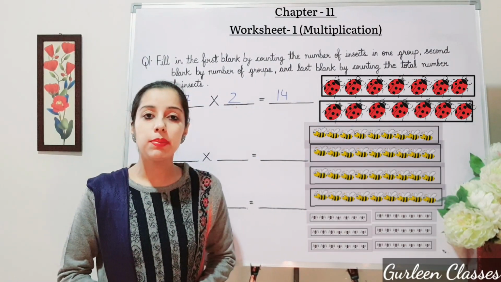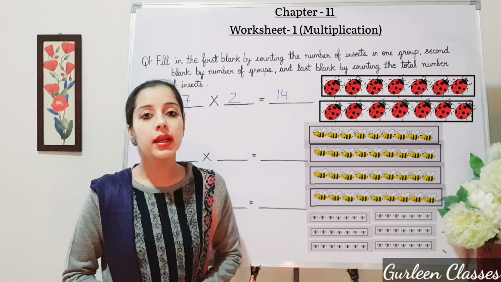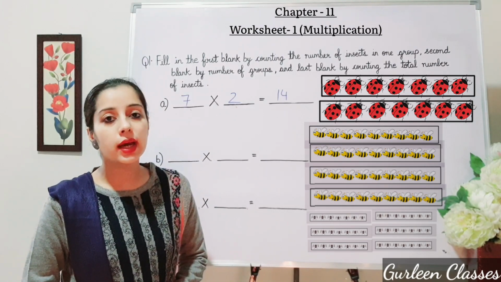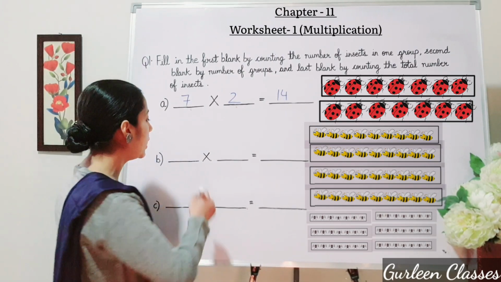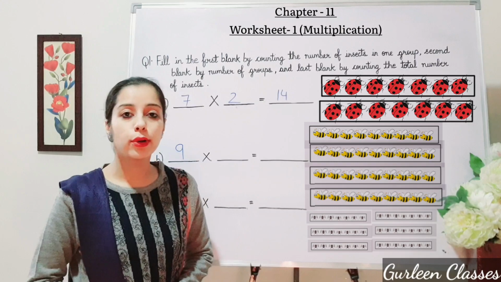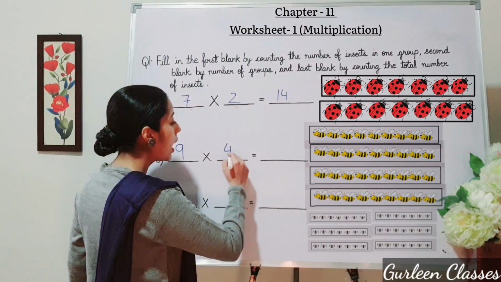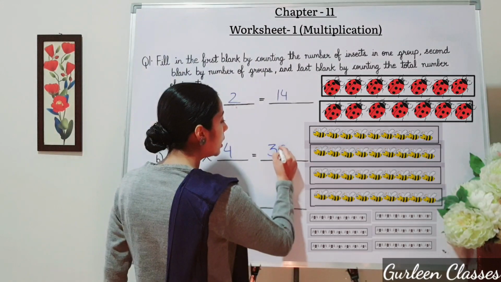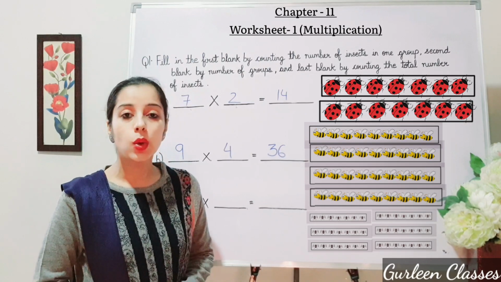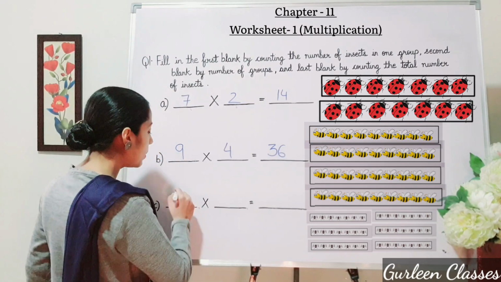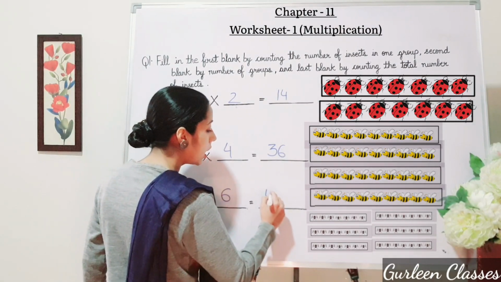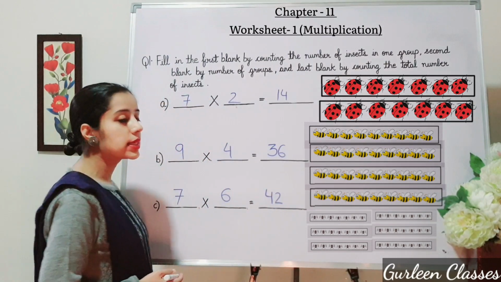And we know that multiplication is repeated addition. Now B part, just count how many bees are there in one group. There are 9 bees in one group. So write here 9. And how many groups are there? There are total 4 groups. So write here 4. And the total number of bees is 9 4s are 36. C part, just count how many bugs are there. Total there are 7 bugs. 7 bugs are there in one group and total groups are 6. 6 7s are 42. The total number of bugs is 42.